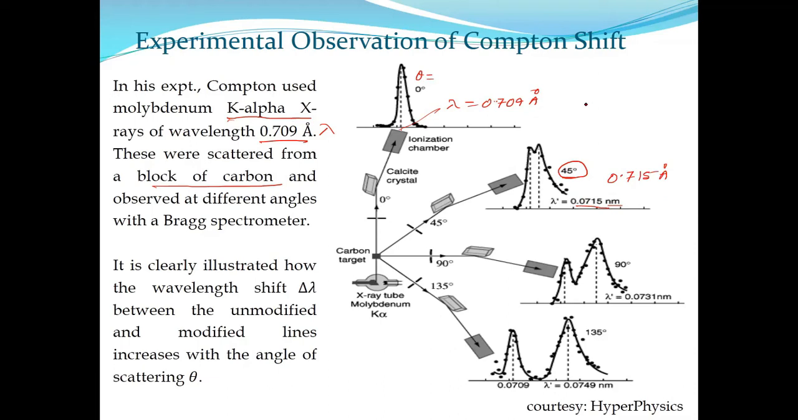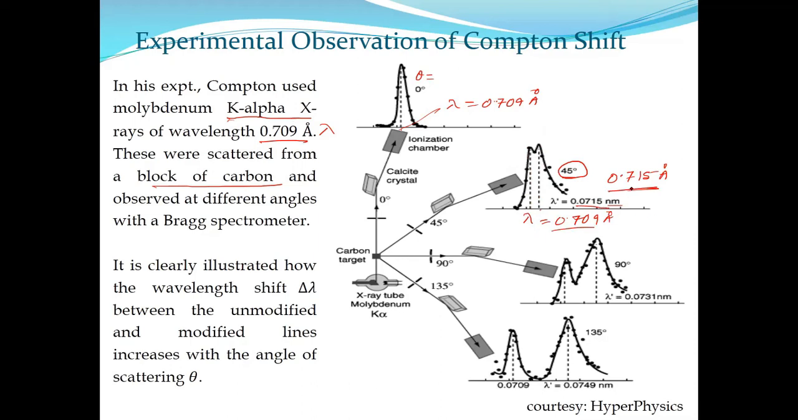But the point is, apart from this lambda observed at this peak, you observe there is another peak. This peak is observed at lambda equals 0.709 angstrom. What is the reason for it? That means this is the initial one, the unmodified line. This is the unmodified line. This is the modified line, which is expected.